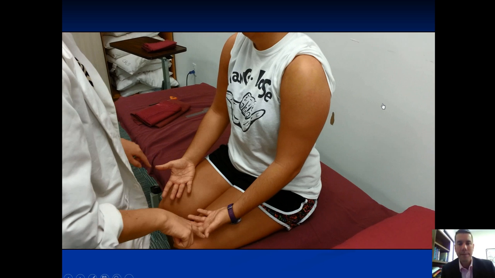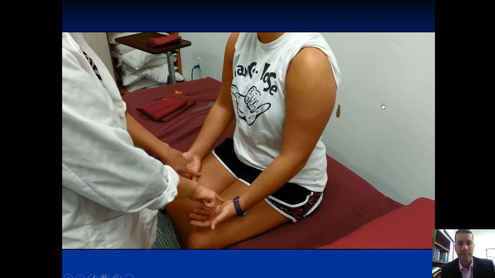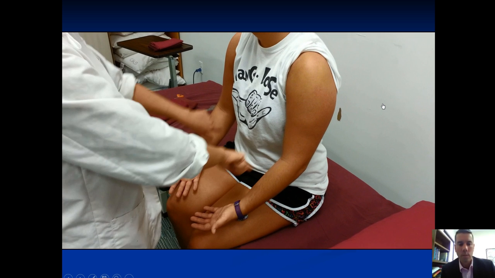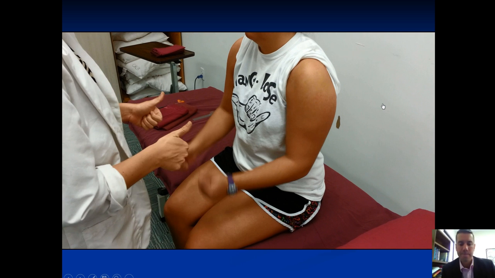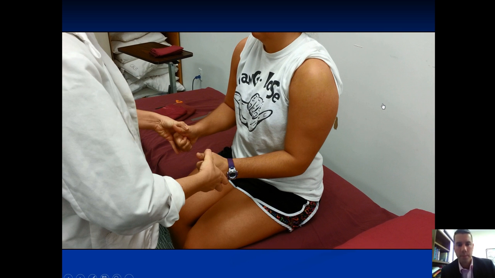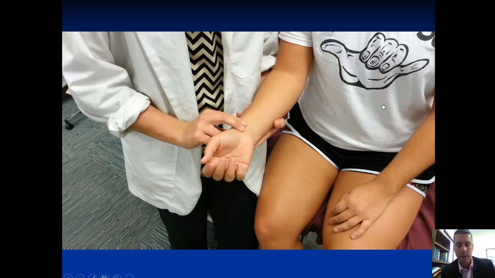So here's sensation testing. Muscle testing, myotome testing, pulses.